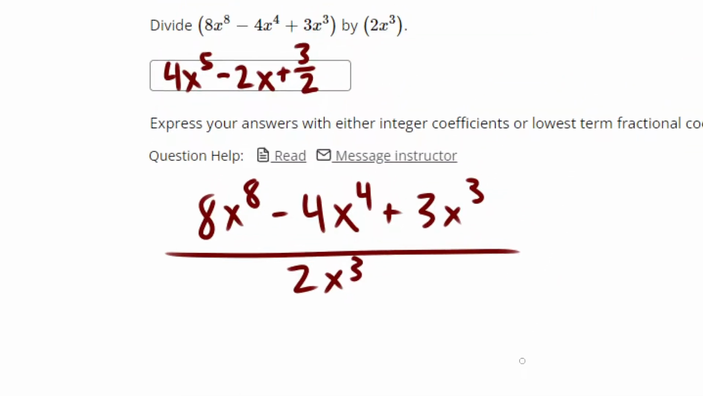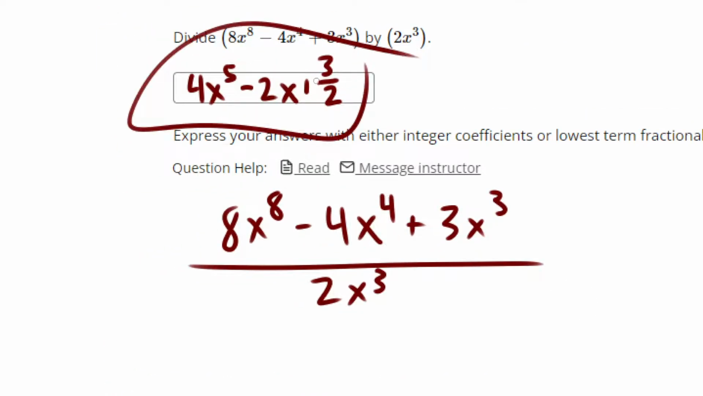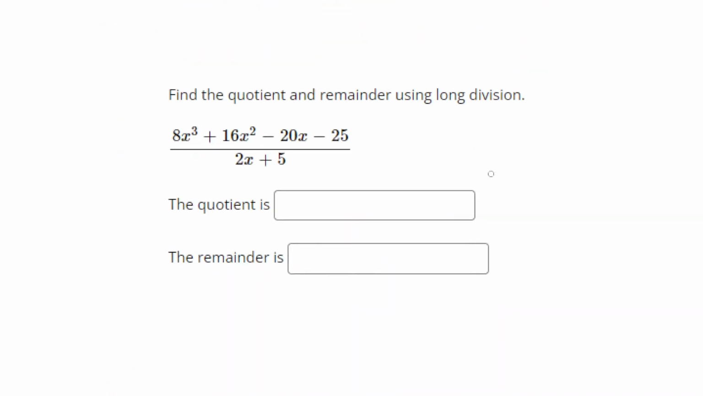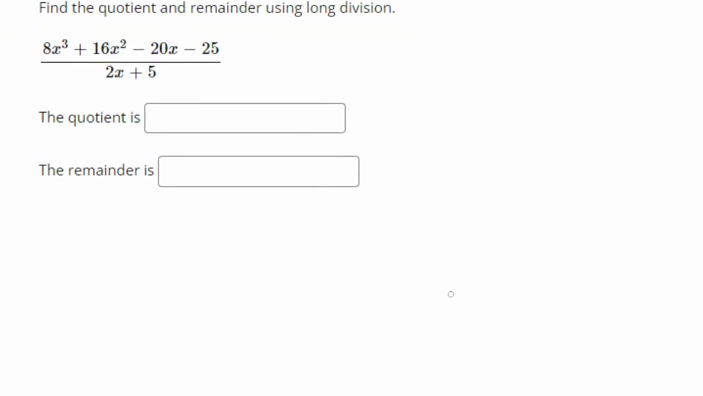Oh wait, whoops. Did I delete it? No, it's up here. My bad. Plus. And then find the quotient and remainder using long division. Okay, now this is the trickier part.